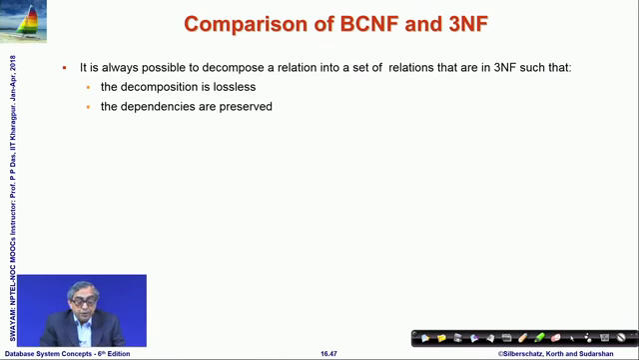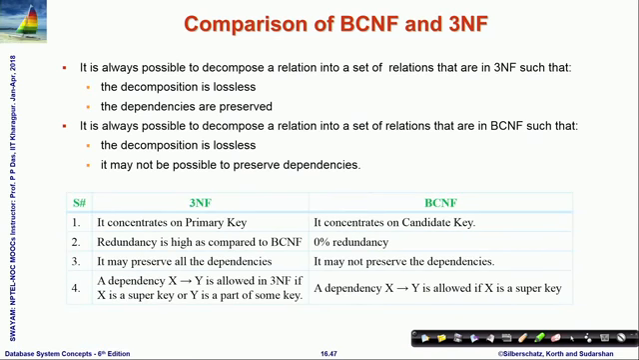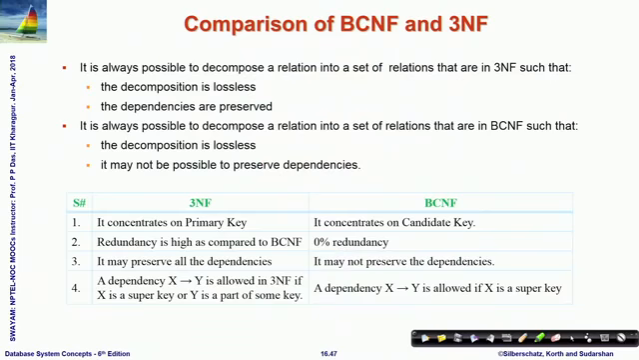Now, it is always possible to decompose a relation into a set of relations in 3NF such that the decomposition is lossless and the dependencies are preserved, whereas in the case of BCNF it is not possible. So, here is a table which summarizes the relative comparison between Boyce-Codd and third normal form, because they are the common ones. Boyce-Codd is naturally more strict, it gives you fewer redundancies, but it cannot guarantee that your dependencies will be preserved. So, more often we will accept 3NF as an acceptable normalized decomposition with some redundancy still existing, which we cannot get rid of.